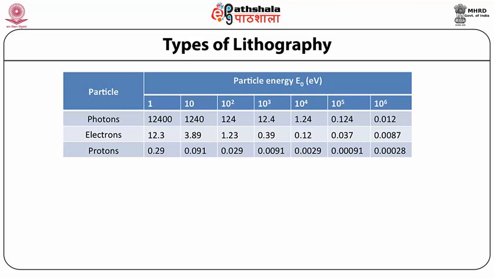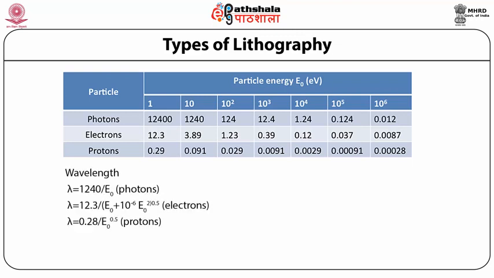Here in the table are a few beam energies correlating to particle wavelength at various energies that decide the spot size. The corresponding wavelengths are lambda equal to 1240 divided by E0 for photons, and for electrons it is 12.3 divided by the square root of E0 plus 10 to the power minus 6 E0 squared, and lambda equal to 0.28 divided by E0 to the power half for protons.